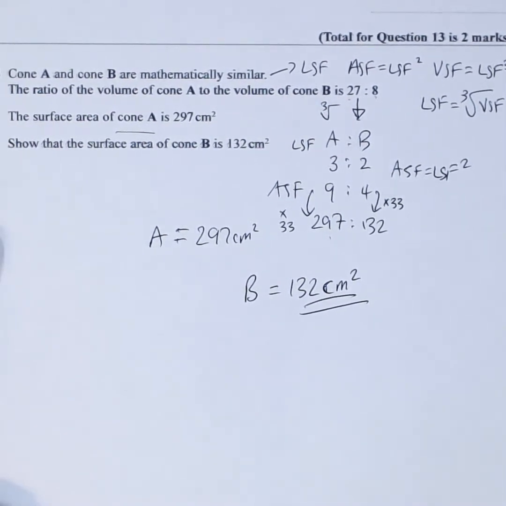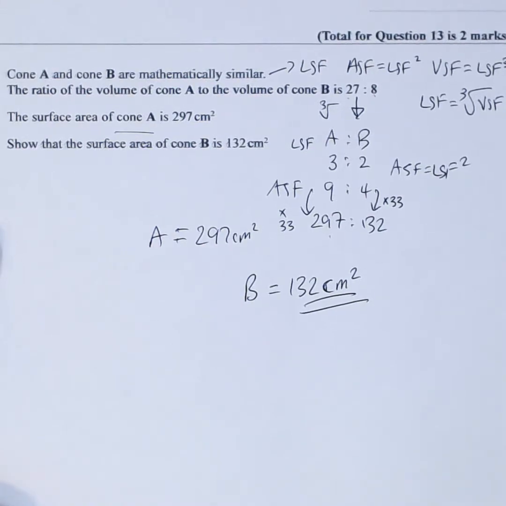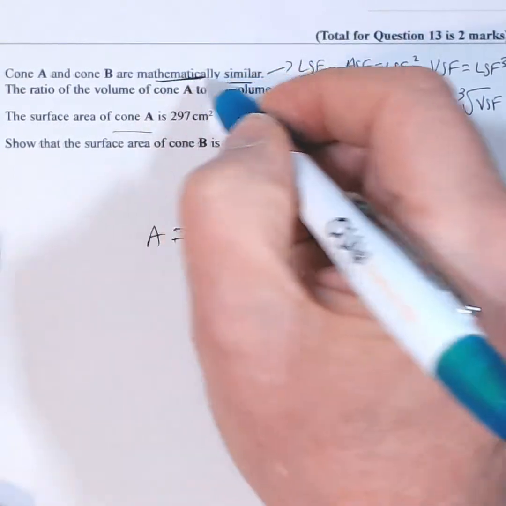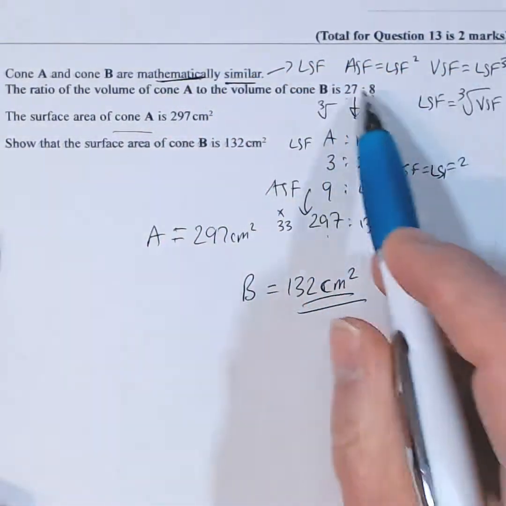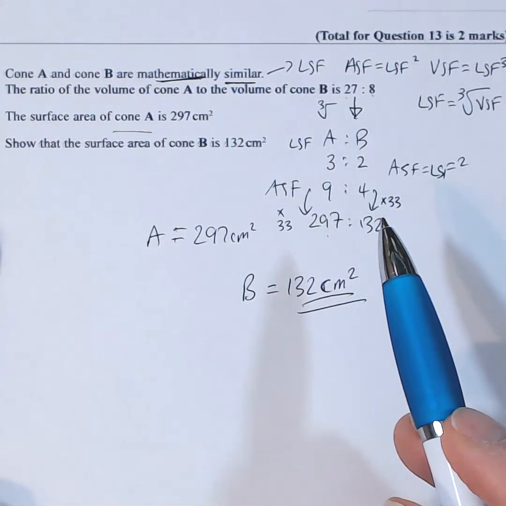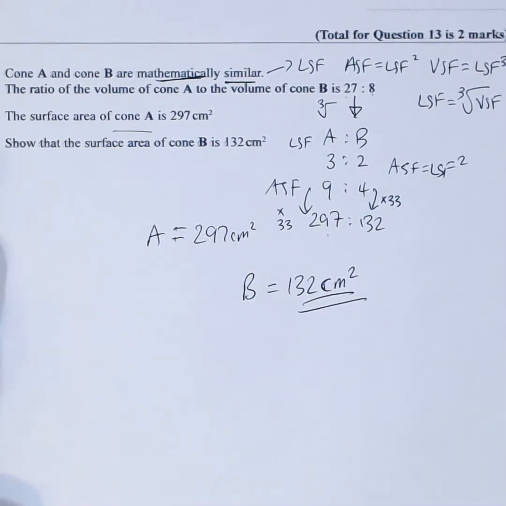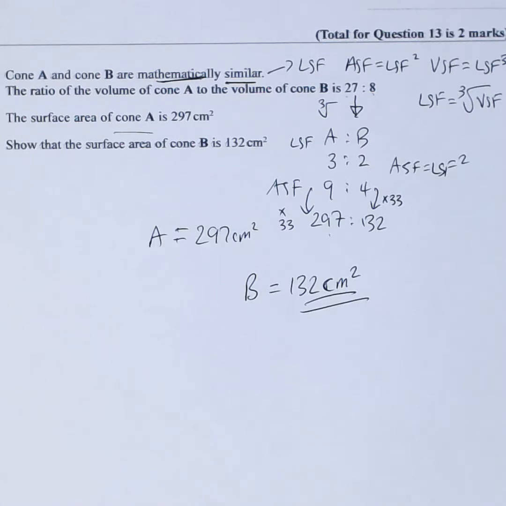It wanted us to show that the surface area of B is 132, and using the key information in the question that we're talking about mathematically similar shapes, we know there's a connection between the scale factors for all the lengths, areas and volumes, and then we just work through how to use the ratio to help us get those. Okay, so that's a run through of lots of area questions and volume questions and ratio questions in general, and the different types from grade 4 up to grade 7+.